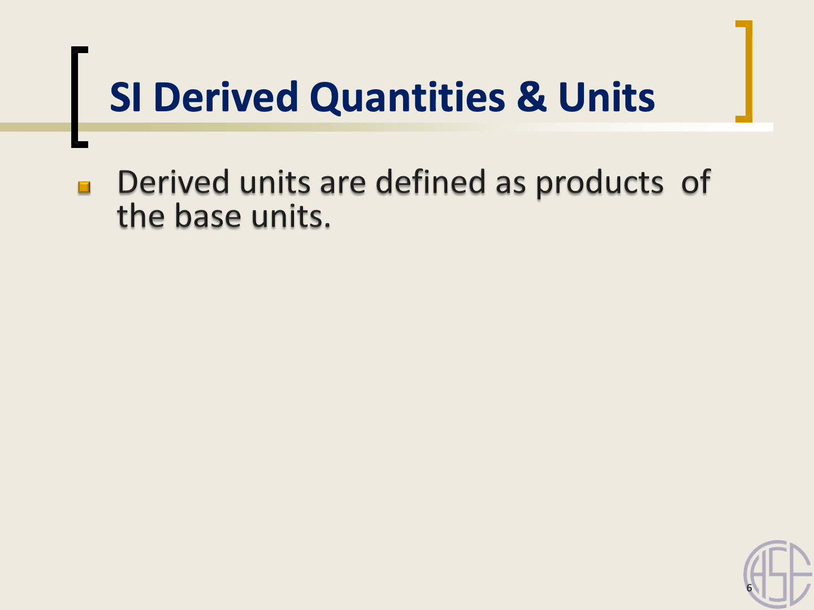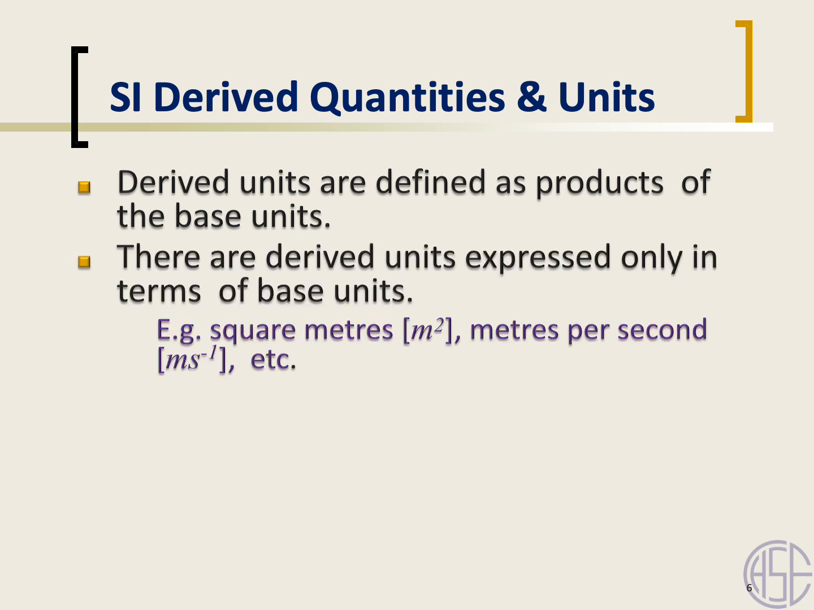Derived quantities are formed as the product of the base quantities. Sometimes 2 base quantities, sometimes 3, sometimes many base quantities together form a derived quantity. So for example, meter and meter is meter square. It's the unit of area. Meter per second is the unit of velocity. So you are combining different base quantities to get a derived quantity. Like in velocity you have meter and second, that means distance and time.